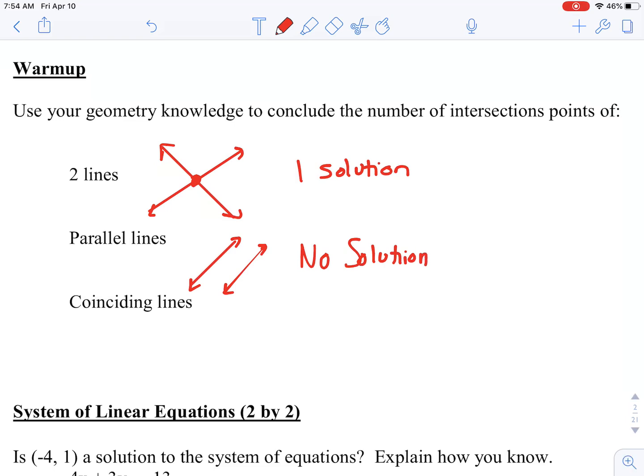And the word coinciding basically means the same line. So if we have two lines that are the same, right on top of each other, I can show that easier with different colors. They have every single point in common, so there'll be infinitely many solutions. And sometimes I use shorthand, IMS, for infinitely many solutions.